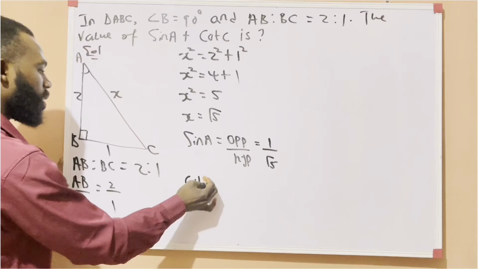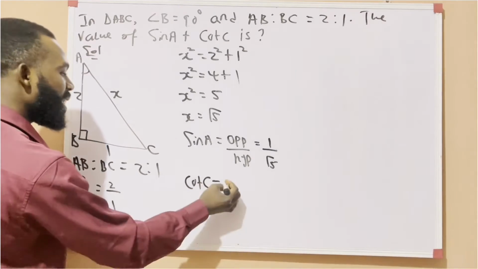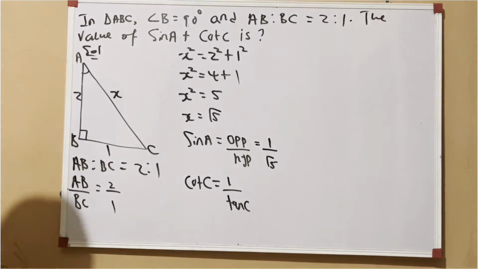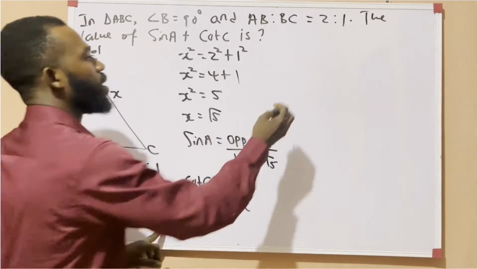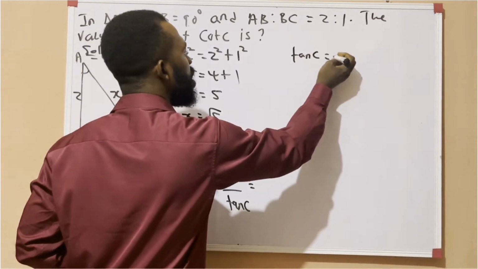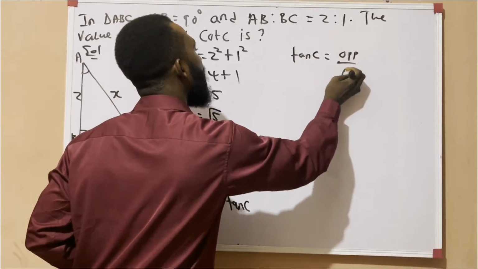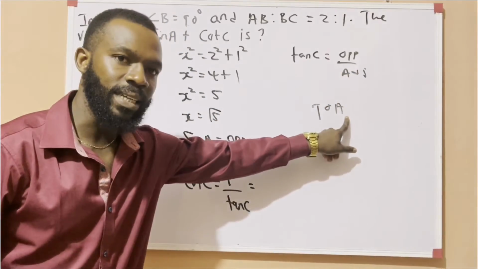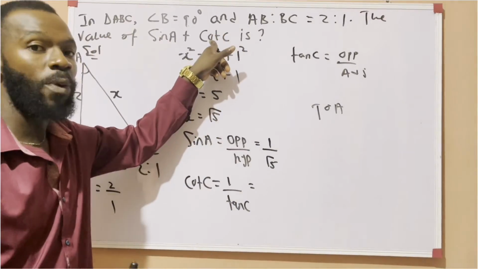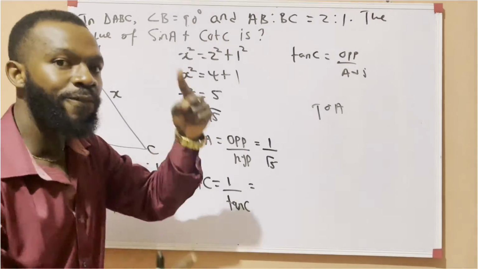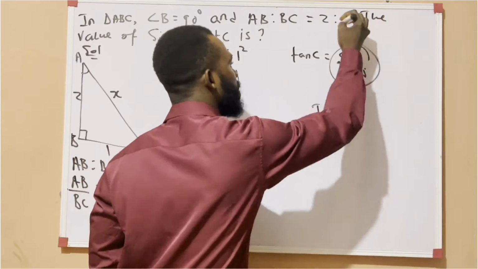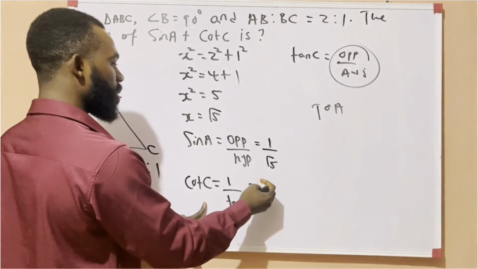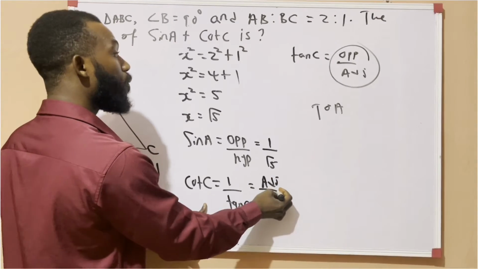Now, cot C means the inverse of tan C, because cot is the inverse of tan. But naturally, watch, tan C alone is opposite over adjacent from TOA. Opposite over adjacent. But now we were not given tan, rather we were given cot. And I said cot is the inverse of tan. So the inverse of tan becomes what? Adjacent over opposite when you reciprocate. So it means cot C here becomes adjacent over opposite.